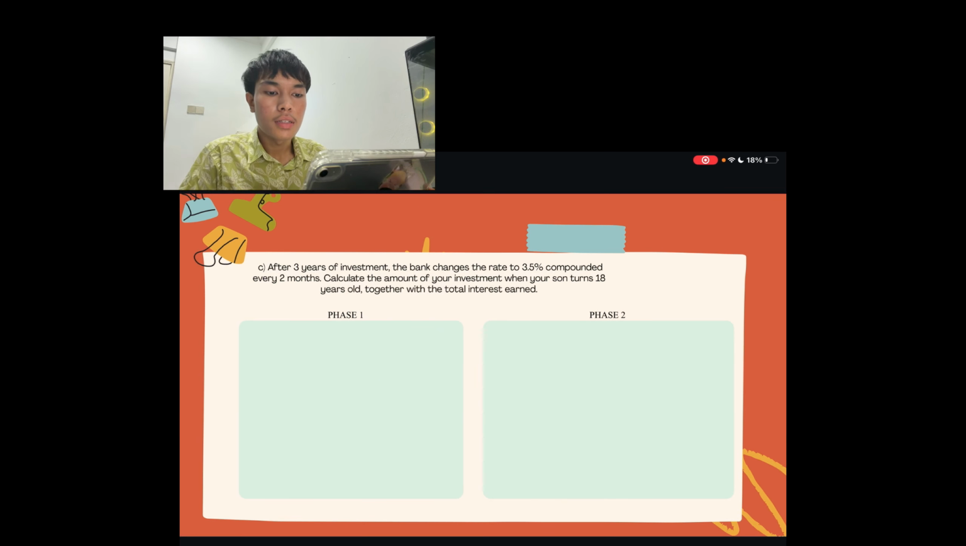Now for question C. After 3 years of investment, the bank changes the rate to 3.5% compounded every 2 months, and calculate the amount of investment when your son turns 18 years old together with total interest earned. We will be solving this in 2 phases. So our initial investment is 1,000 ringgit, our rate K is 0.0505, our M is 2, and our T is 3. We just plug in all the values, and we'll get the total accumulated amount of 1,161 ringgit and 5 cents.